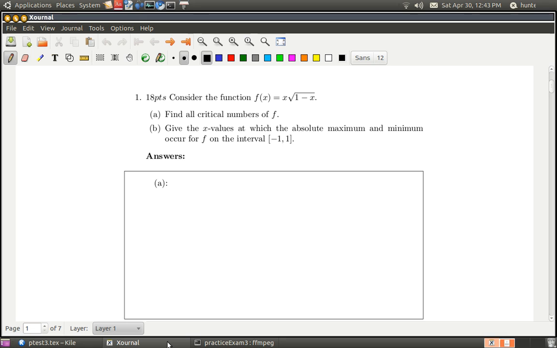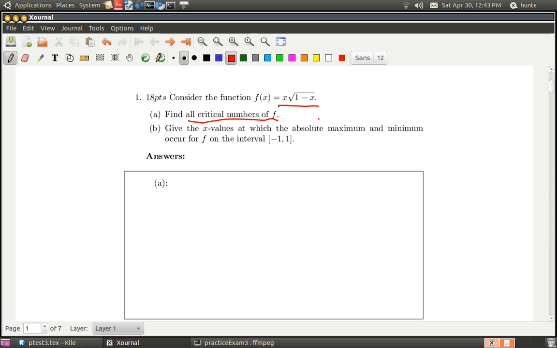We are going to do problem 1 from practice exam 3. And so here's the question. It says, consider this function. Okay, so the function is f of x equals x times the square root of 1 minus x. And the first thing we want to do is find all the critical numbers.